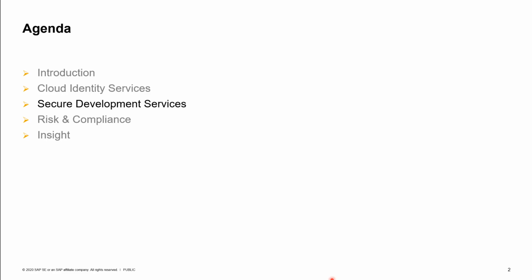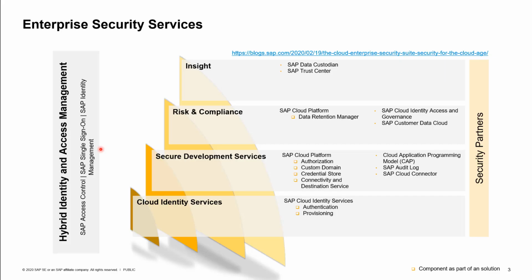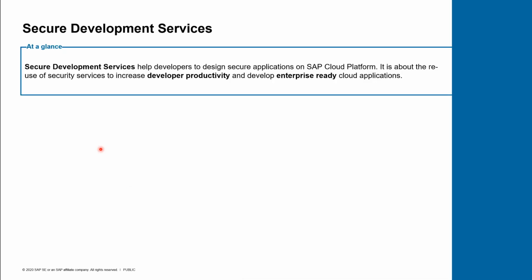Where we are at our agenda, we are right here, and I want to give you again an overview about our development services. For those of you who didn't watch my previous videos, that is the big picture with all the components. I don't want to go over it again. Let us focus on our topic. Secure development services helps developers to design secure applications on SAP Cloud Platform. It is about the reuse of security services to increase developer productivity and to develop enterprise-ready cloud applications.